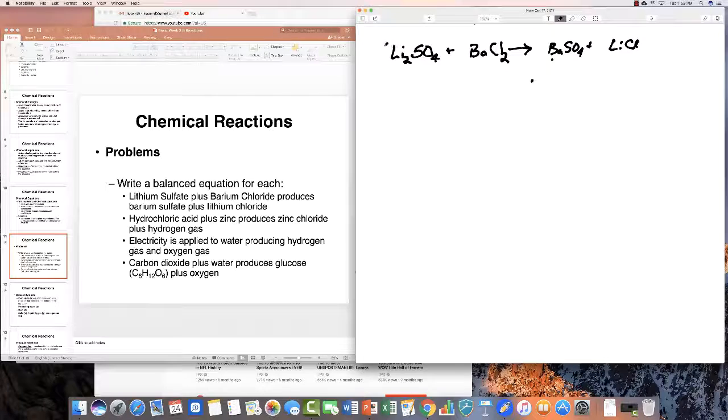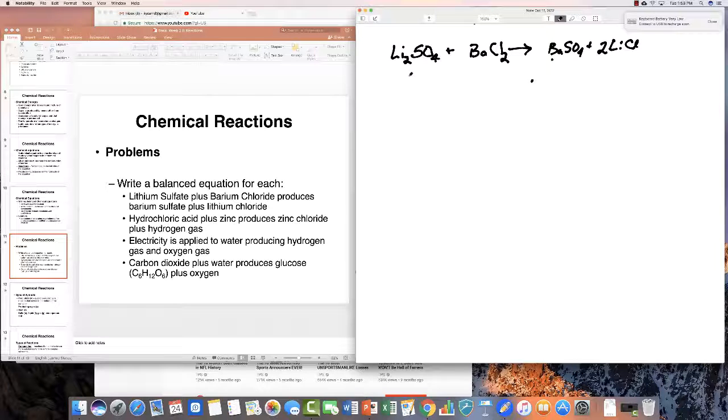Now over here we have 2 lithiums and 2 chlorines, but over here we only have 1 lithium and 1 chlorine, so we need a coefficient 2 to balance this equation. The next one says hydrochloric acid plus zinc produces zinc chloride plus hydrogen gas.